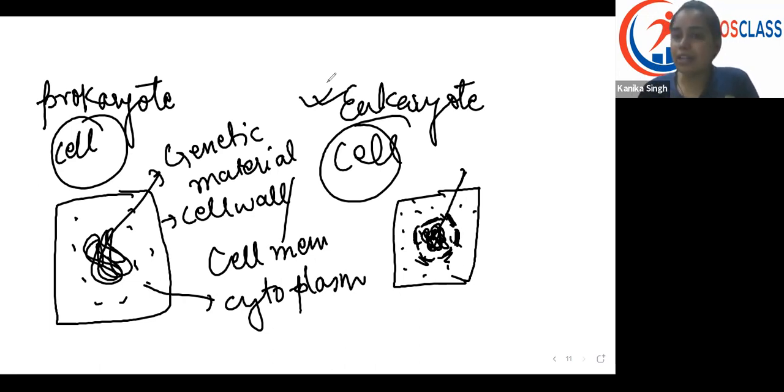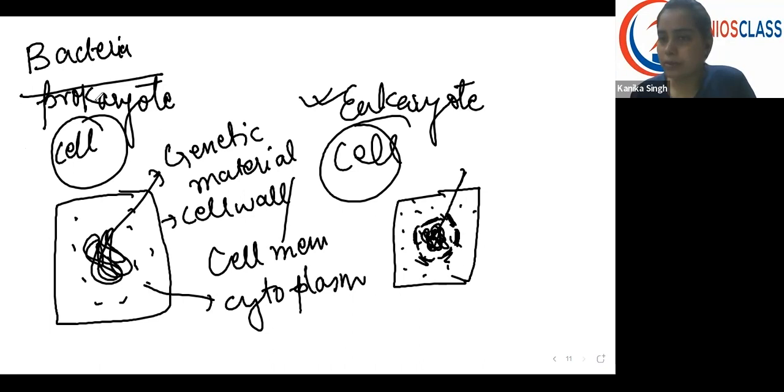So all the bacteria and mostly the viruses come under the prokaryotes. But if we compare the higher organisms, like yeast, algae, fungi, fishes, birds, everybody will have a eukaryotic cell. Got it?